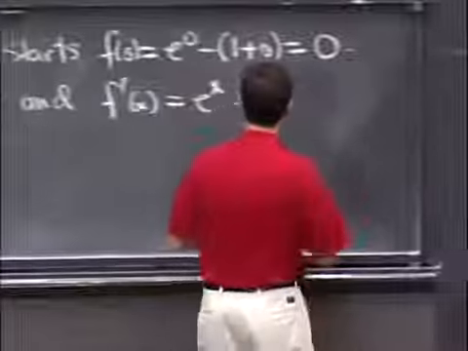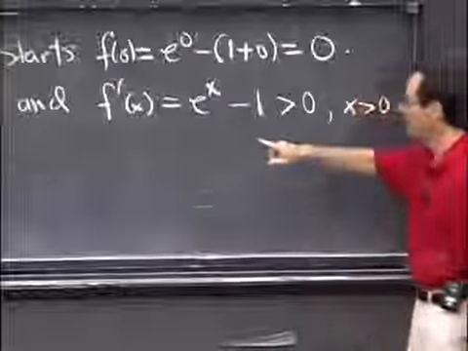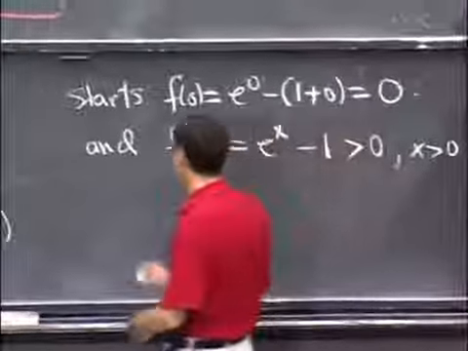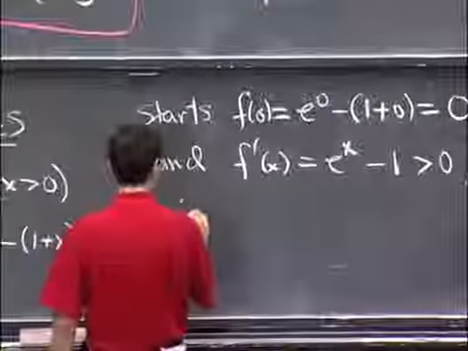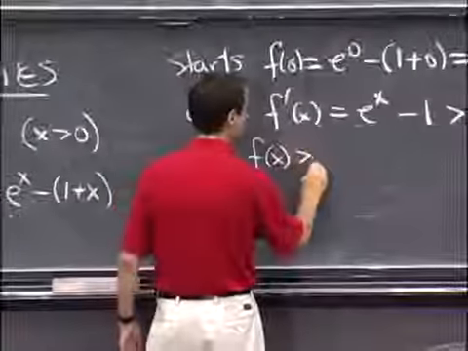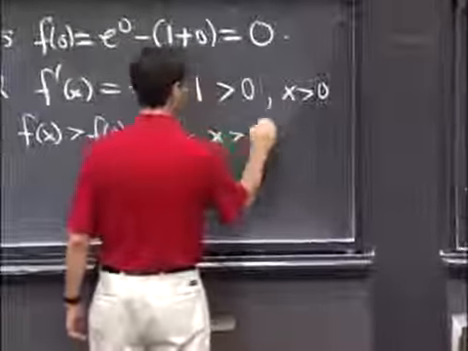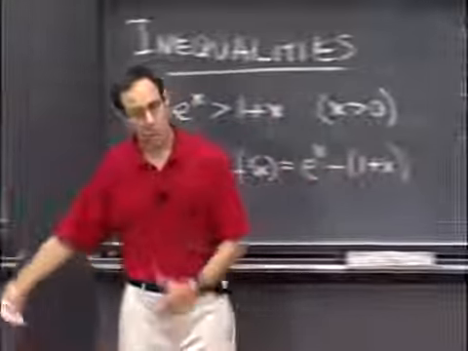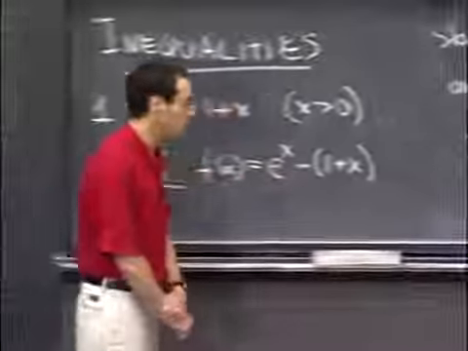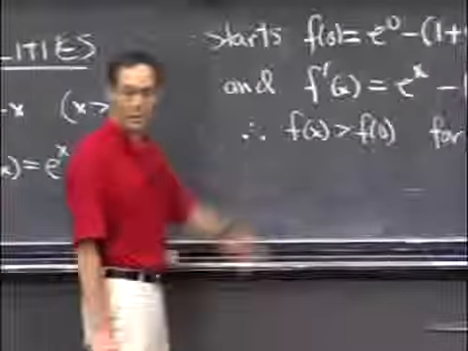And this function, because e to the x is bigger than 1 for x positive, is positive for x positive. As x gets bigger and bigger, this rate of increase is positive. And therefore, f of x is bigger than its starting place for x bigger than 0. If it's increasing, then in particular it's increasing starting from 0. So this is true. Now, all I have to do is read what this inequality says.